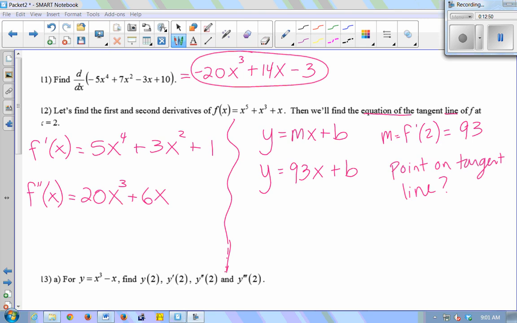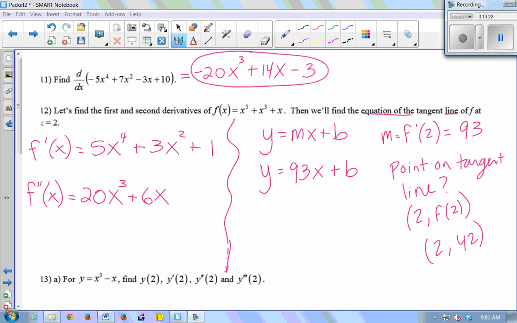Yeah, put 2 into the f equation. So I would have 2 comma f of 2. That's a point on my line because that is the point of tangency. It's on the graph of f. It's also on the line. So this is going to be 2 comma, I plug a 2 in here. 2 to the 5th is 32 plus 8 is 40 plus 2 is 42. So 2, 42 is on the line.